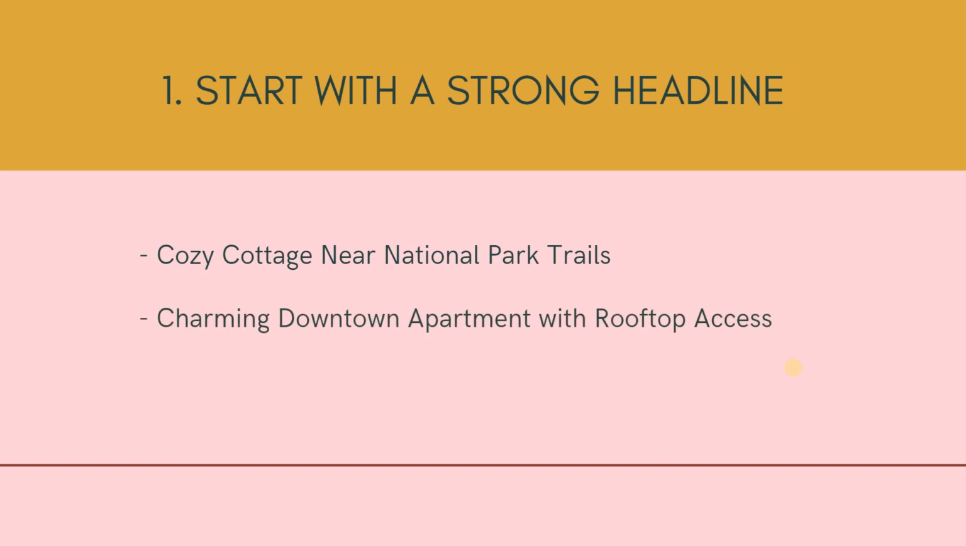For example, you can say charming downtown apartment with rooftop access. Now, we know all apartments don't have rooftop access, but the words rooftop access can be your unique selling point. You can also say luxurious beachfront villa with a private pool. You know, most places have pools, but a pool could be your best selling point. And then the word luxurious gives it a feel of, okay, this place is really going to suit my taste. So make sure that your headline is strong and grabs the guest's attention.